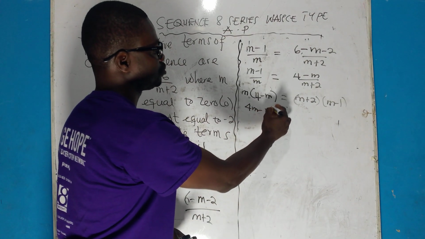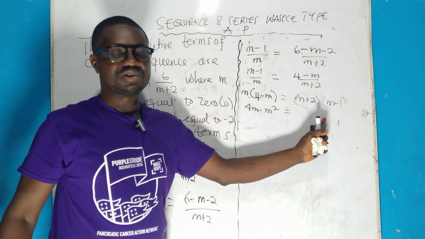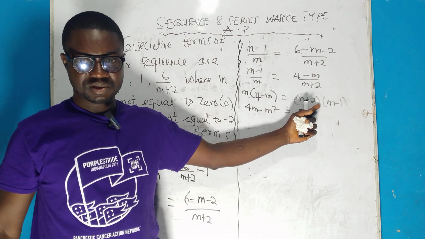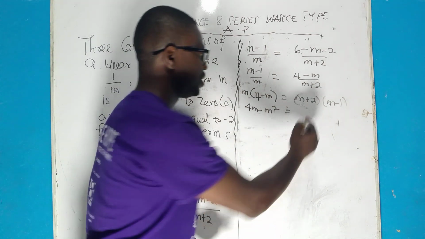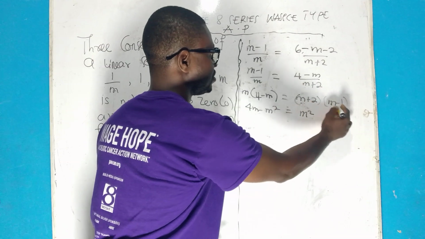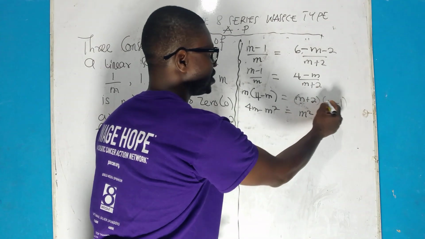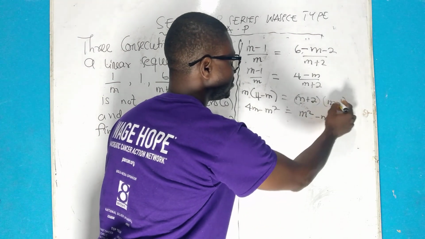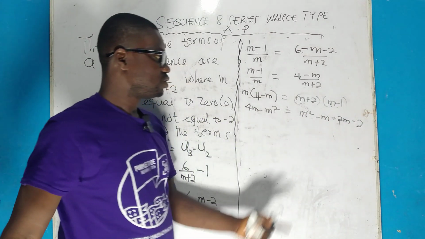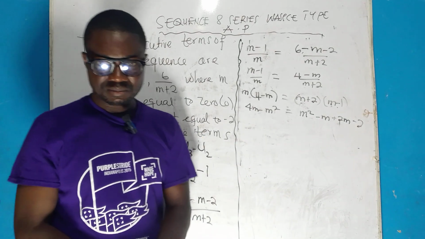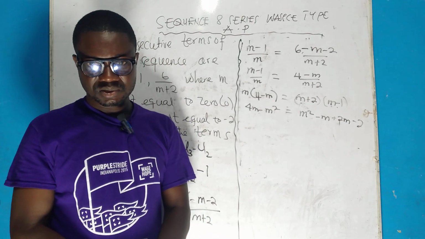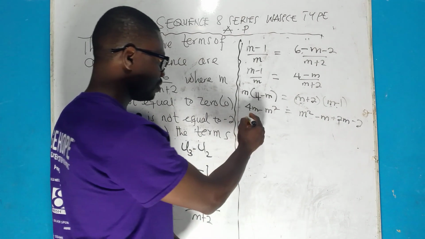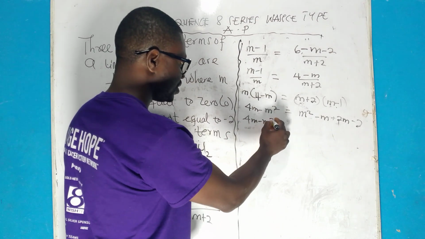4m minus m squared is equal to, when you do this, I think you can take a little time to do this minor expansion. With proper expansion, we get m times m is m squared, m times minus 1 is minus m, 2 times m will give you plus 2m, and then 2 times minus 1 will be minus 2. So you are getting this value there. Please, I think you can do this. Try as much as possible to simplify questions with ease.